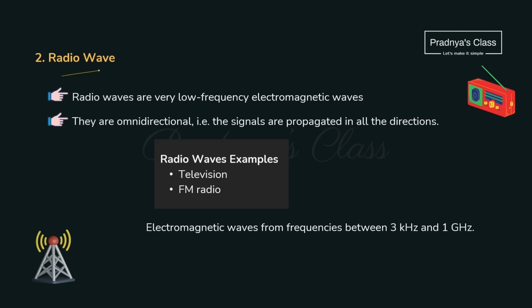Here is the second unguided media, that is radio wave. Generally it is used in television and FM radio. These are electromagnetic waves which will be in the range 3 kHz to 1 GHz.